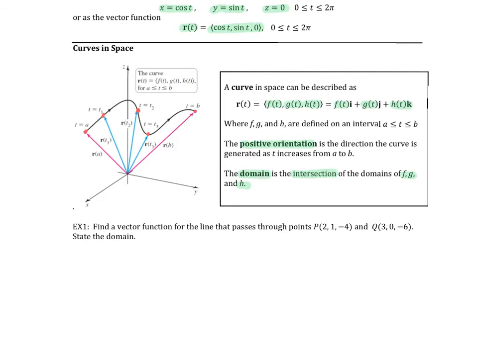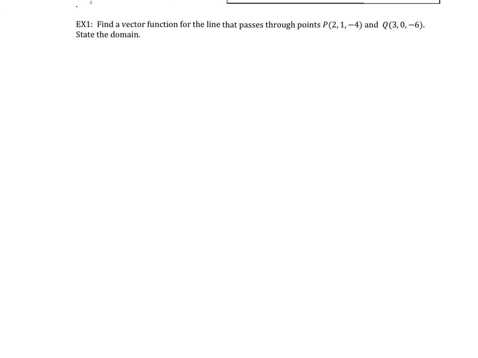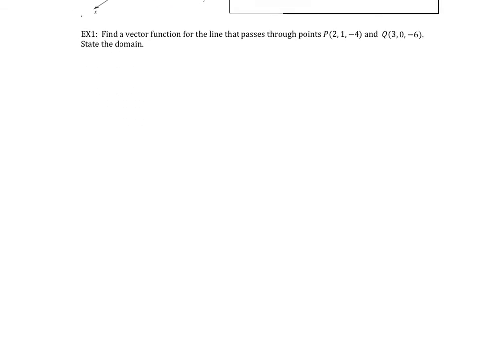Again, a lot of these examples are going to be similar because we looked at these in previous sections, but in the previous sections, we were talking about this in terms of an equation, not as a function. So going back to the previous section, let's say in example 1, we wanted to find a vector function for the line that passes through these two points. P is (2, 1, negative 4), Q is (3, 0, negative 6). And then I added to it, state the domain.